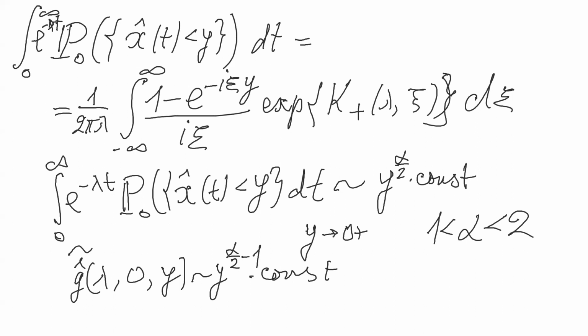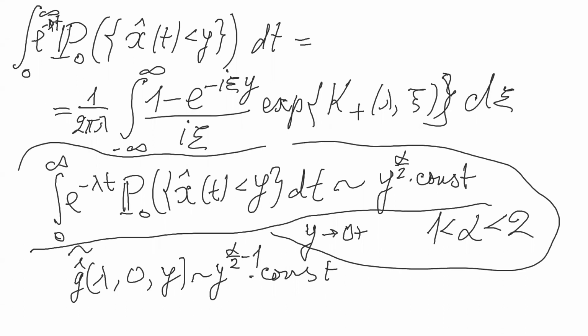Yes, I understand. But the result is this. This is a very exact result. The order is y to the power alpha over 2. This means that the Laplace transform of the density has this. So the Laplace transform of this density is the resolvent kernel. Okay, so the resolvent has the singularity at the point y equals 0.